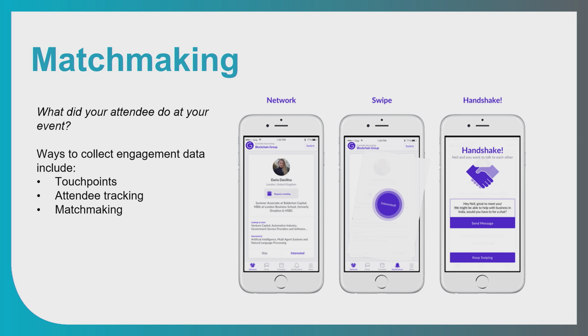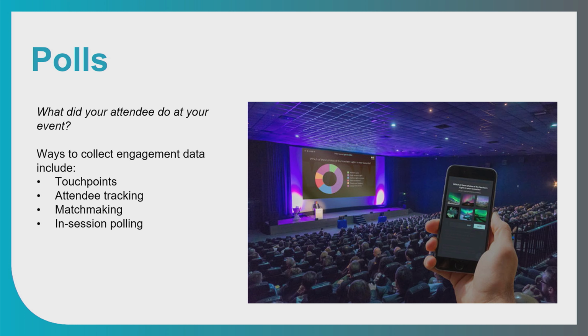But these are the kind of data you can gather to understand your attendees' interest areas. So for example, if you swiped yes to someone to meet today, let's say you're interested in someone in that particular role. And in-session polling. So these are all the different things you can gather in terms of engagement data at your event. And there's many others that you'll probably find as you walk around the show as well.